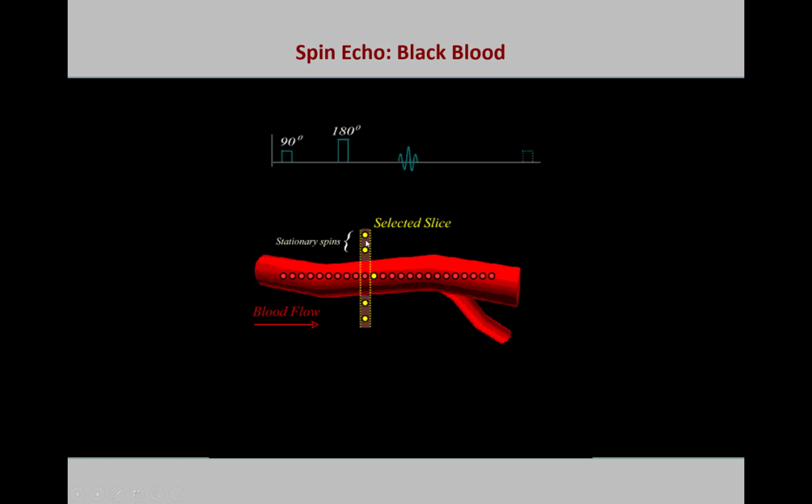So any stationary spins out here or here are going to contribute to the echo and will contribute to the image as per normal. But the flowing spins might be affected by a 90. They might be affected by a 180. Remember, it's only within the selected slice that the radio frequency pulses are going to have an effect. So the flowing spins might be affected by a 90, or might be affected by a 180-degree pulse, but they're not going to be affected by both. That means the flowing blood does not contribute to echo formation, so it's going to look dark or black. There will be a void in the image in the slice where we have flowing blood.